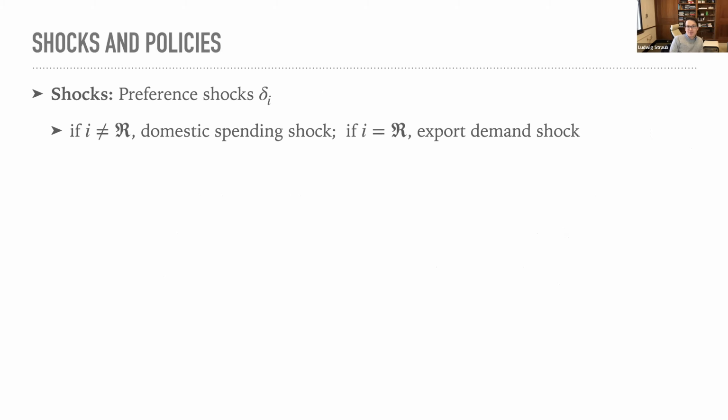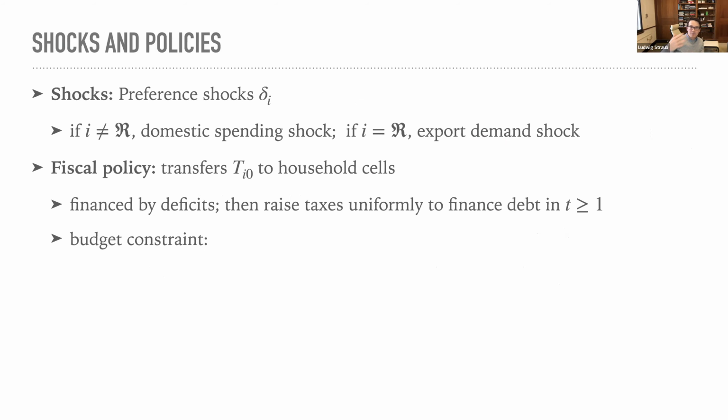Great. In terms of the shocks and policies, as I mentioned already, we allow for a preference shock that's potentially household cell specific, delta I. If I is the rest of the world, this would be an export demand shock. If I is a domestic cell, then this is a domestic spending shock. I also mentioned that we're allowing for transfers paid to household cells. These transfers are financed by a deficit at date 0 and paid back through a uniform tax after date 0.